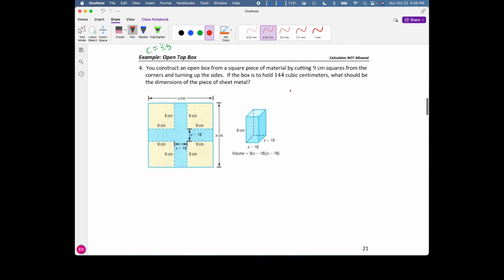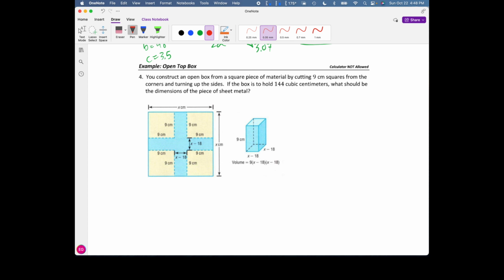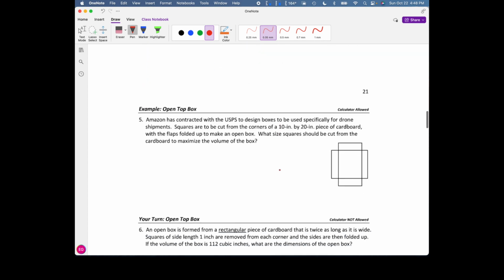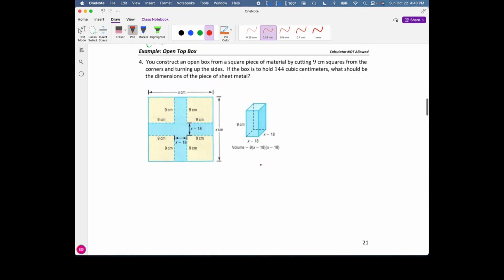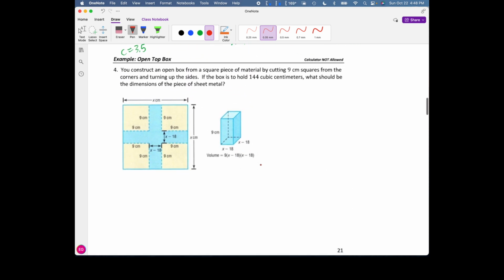All right, so we're going to start off on doing one of these examples called an open top box. We're going to do one where we would not have our calculator, which means that we can definitely solve it without the use of a calculator. And then we're going to do one where we 100% need to use our calculator. And when we get to number 5, it's not actually going to make a quadratic, it's going to make a cubic, and we're going to deal with that in a little bit.